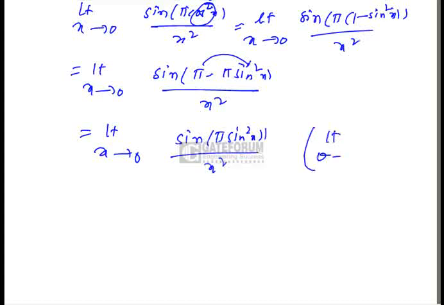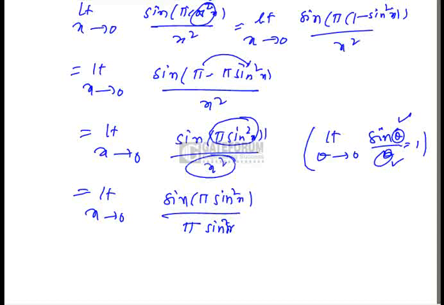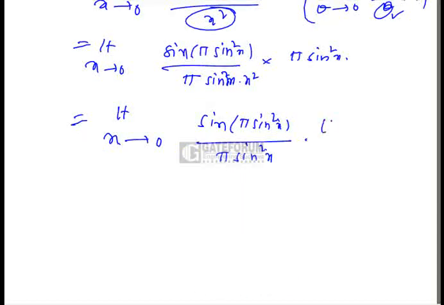Now, we know limit theta tends to 0, sin theta by theta is always 1. If it is theta in the numerator, it should be theta in the denominator. Theta is nothing but pi sin square x, so in the denominator it should also be pi sin square x. So we will multiply and divide by pi sin square x. Then the limit will be limit x tends to 0, sin of pi sin square x by pi sin square x, into pi sin square x by x square. Now I will write it as limit x tends to 0, sin of pi sin square x by pi sin square x, into limit x tends to 0, sin x by x whole square.